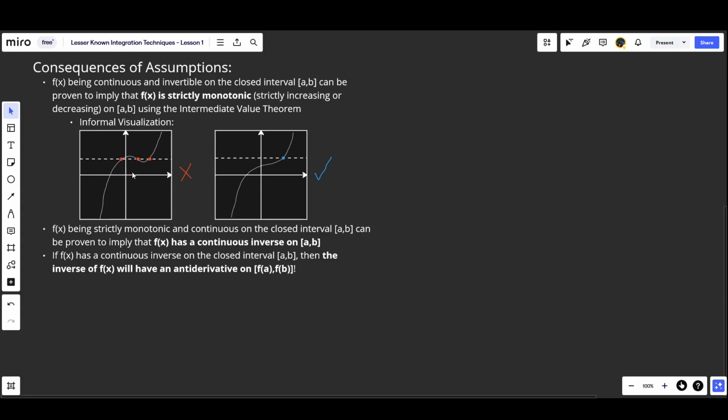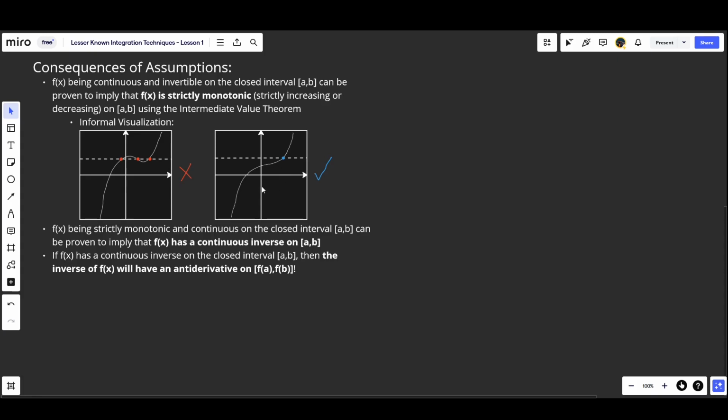Now, there is a case that I did not cover, and that's where the function could be constant over an interval. However, this will run into the same contradiction, because if a function is constant, it will have the same output value for multiple, or actually infinite, input values. So once again, this will lead to the contradiction with the definition of being invertible and imply that f of x has to be strictly monotonic.